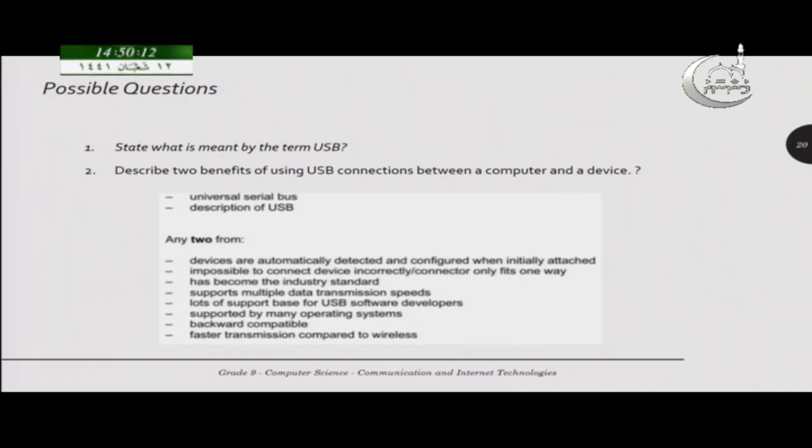One of them is that most of the devices are plug-and-play devices. Most of the companies take it as a universal standard, so it is available everywhere. It is backward compatible. Faster data transmission is available than wireless transmission. So these are some of the ways you can answer the question of the benefits of using USB.